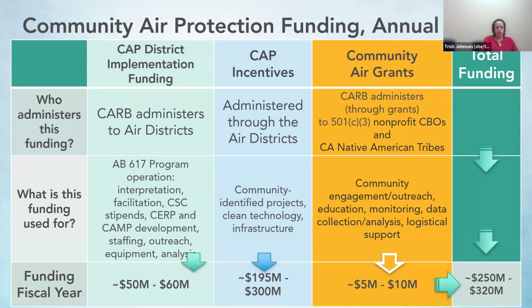This slide contains the Community Air Protection Program funding broken down into its 3 funding sources, which includes implementation funding, CAP incentive funding, and the community air grants. These are distinct and separate sources of funding designated and used for different elements of the program. As you can see here, implementation funding is administered to the air districts for implementation support for the Community Air Protection Program, which is separate from the Community Air Grants funding that CARB administers directly to community-based organizations and California Native American tribes.